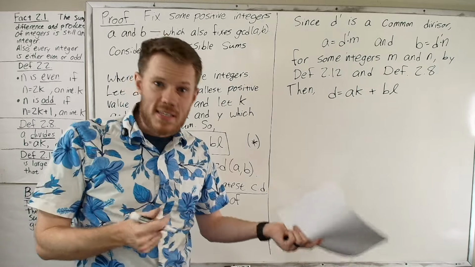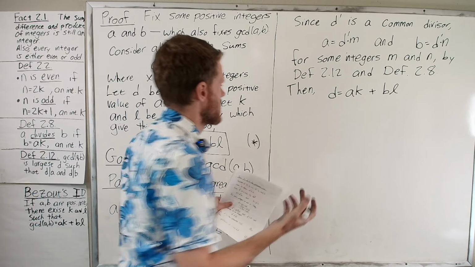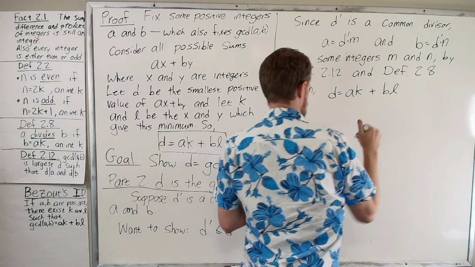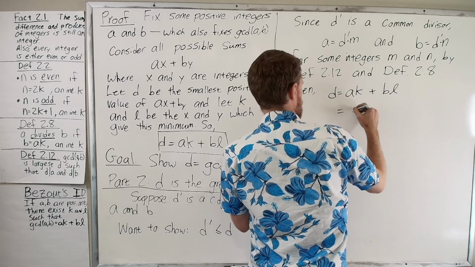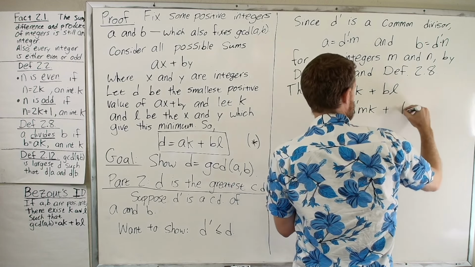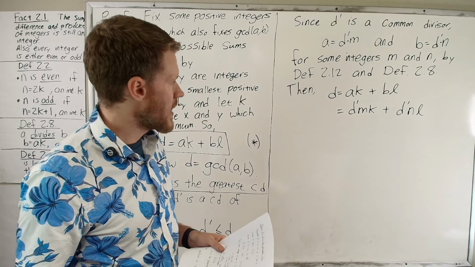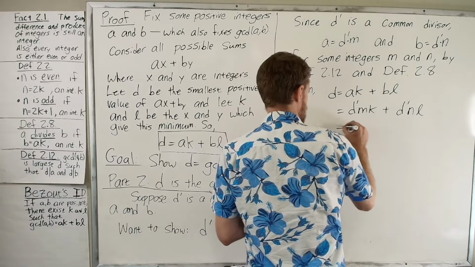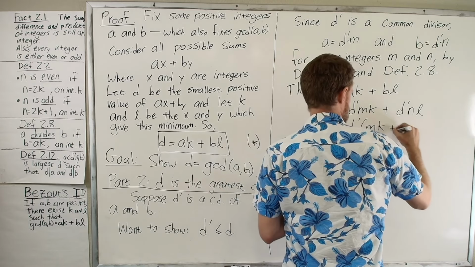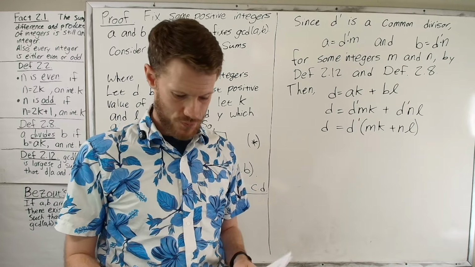Now you want to say something about how d relates to d prime? Well, now that you have this equation, we can actually do that, right? Because this a relates to d prime, and this b relates to d prime in those ways. So great, d prime m in place of a, d prime n in place of b. And now if you factor out the d prime, maybe I'll do a d on each side, what do we have? mk plus nl. So we have found a way to relate d and d prime to each other.